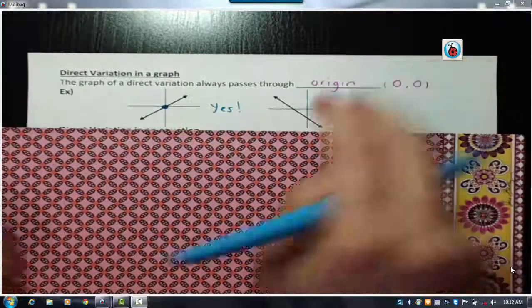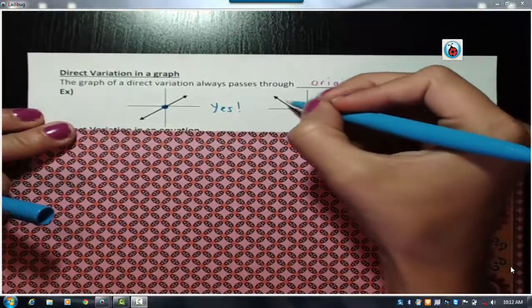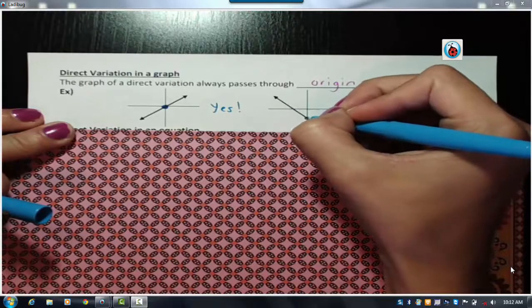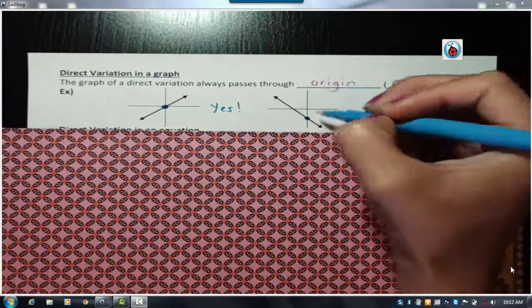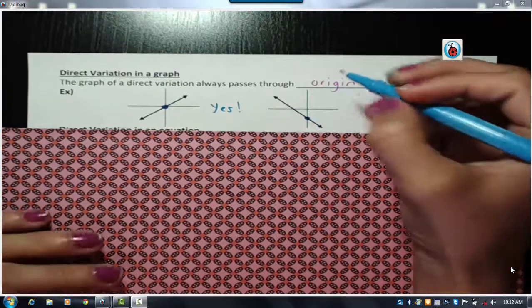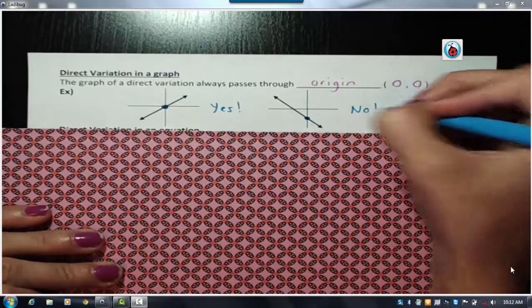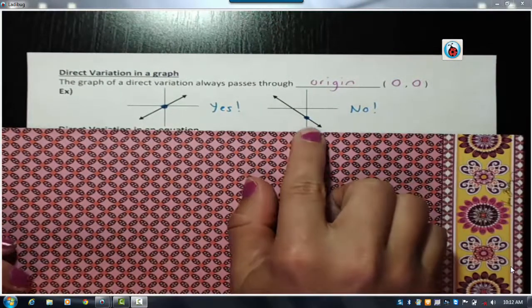Since it falls through the origin, this would mean that this is a direct variation. If you notice where this second one falls, if I look at that y-axis, it falls somewhere in between probably -2, -3. Does not fall between the origin. So I know that this is not a direct variation example of our graph.